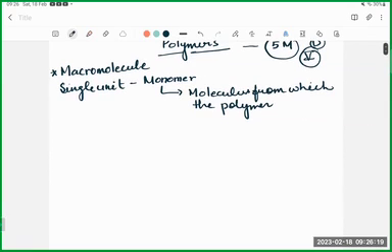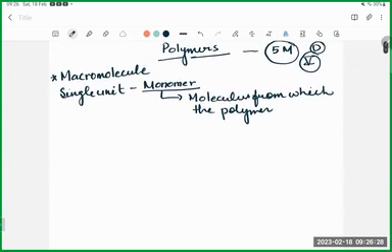These macromolecules basically have a single unit. That single unit is called the monomer. If I have to define the monomer, I would say these are the simple molecules from which the polymers are formed. Is it clear about the introduction to polymers?